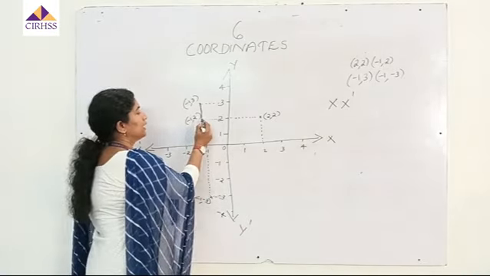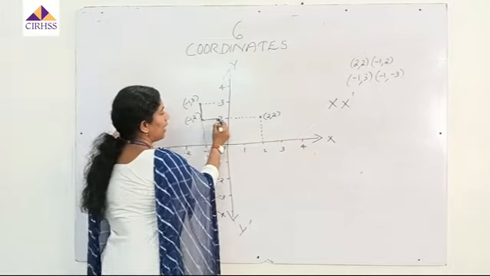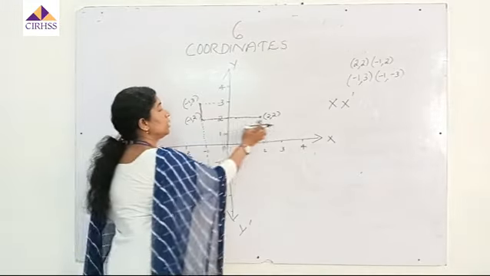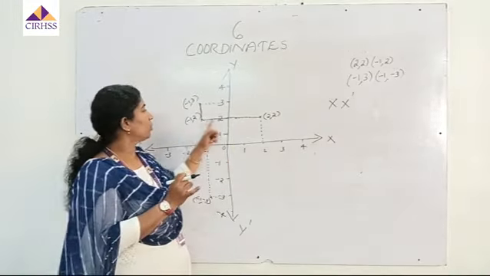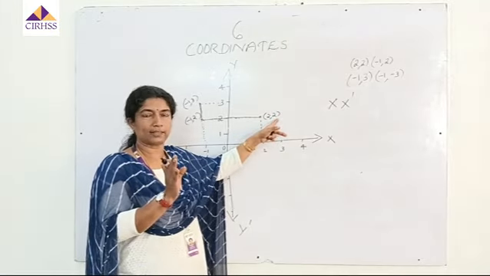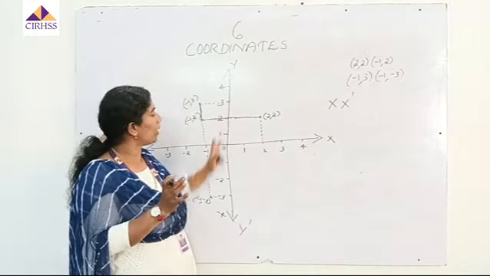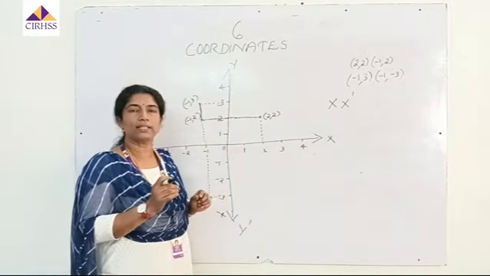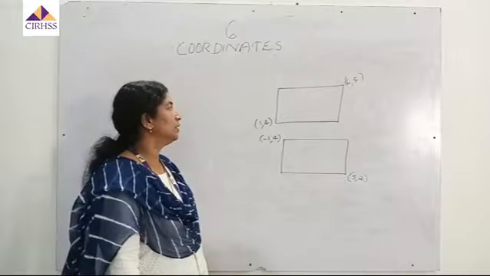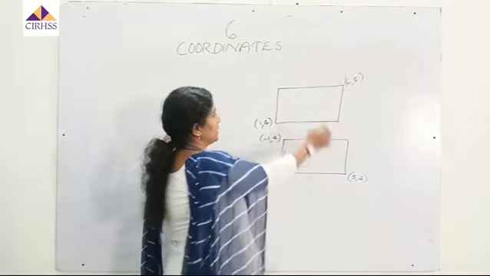Similarly, (-1, 2) and (2, 2). This line is parallel to the x-axis. What about the y coordinates? The y coordinates are the same. Parallel to the x-axis, the y coordinates are the same. Parallel to the y-axis, the x coordinates are the same. Okay, is it clear?